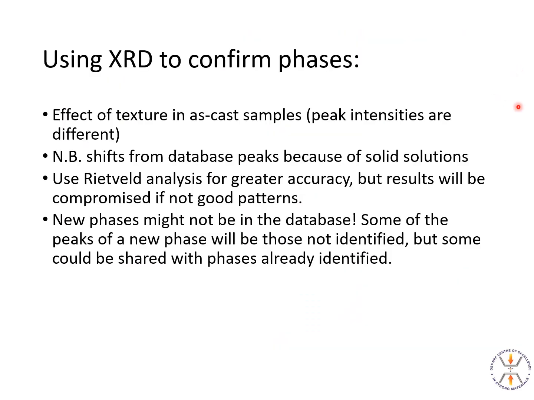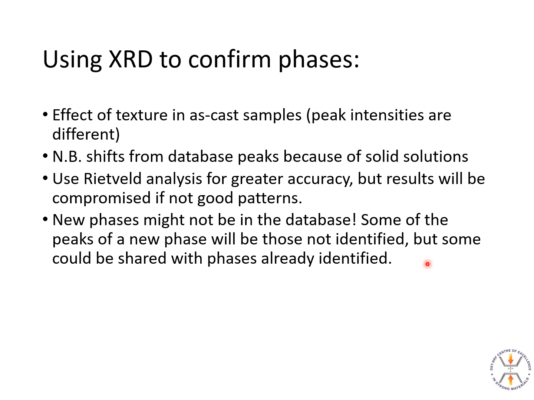And then you can have an effect of texture in as-cast samples, so the peak intensities are different from the standard. And you can get shifts in the peak positions, the theta values, because of solid solution. A lot of people, when you try and publish your work, want Rietveld analysis for greater accuracy, but the results will be compromised if the patterns aren't good. So if you've got a crummy pattern, using Rietveld isn't going to help really. You'll just think you've got better stuff than you have, and it's still rubbish.